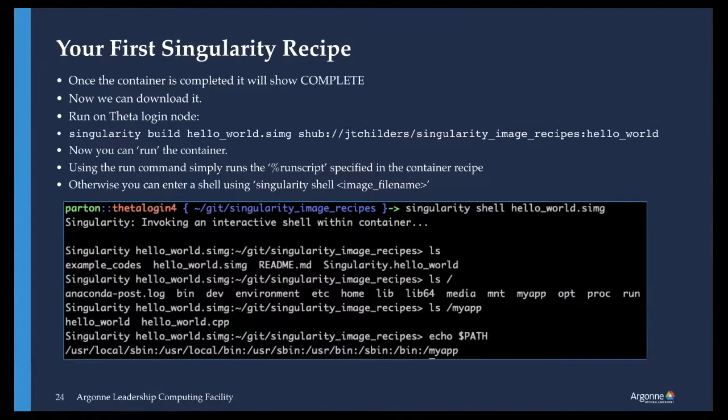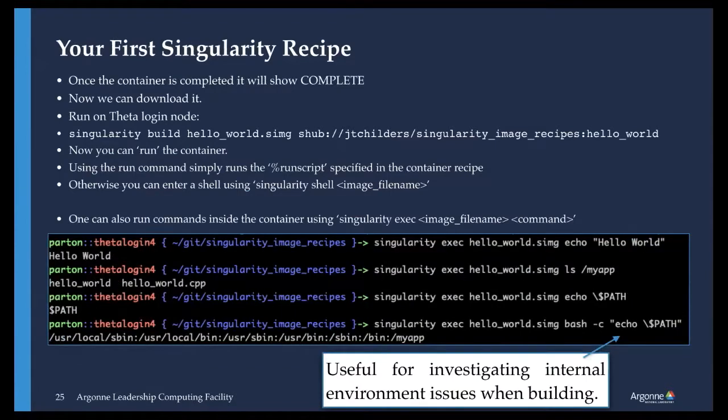But you can see at the bottom, I can also ls into this my app area where you can see the .cpp file that I originally copied into the container. You can see I can echo the path, which I adjusted in the recipe to append this my app area so that the binary would be in the path. So you can see we're inside that environment.